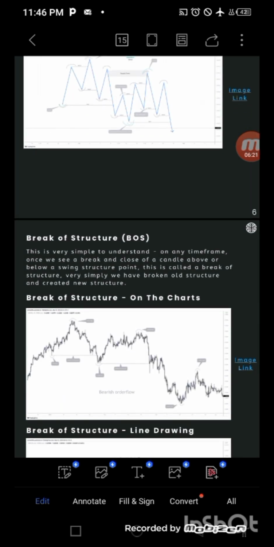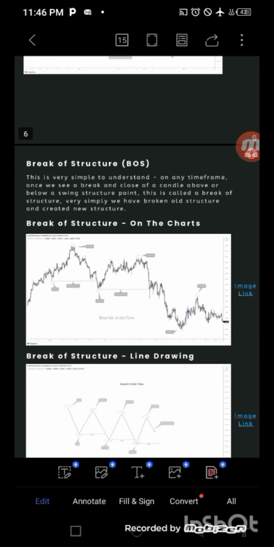So let's go to break of structures. This is very simple to understand. On any time frame, once we see a break and close of a candle above or below a swing structure point, this is called a break of structure. Very simple. We have broken old structure and created new structure. Break of structure on charts. Okay, you can see it. This is what it currently breaks. Break of structures.